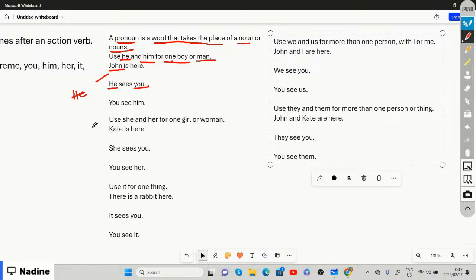If you look at that, another example, it says, you see him. So instead of saying, for example, Jane sees him, right? And you're referring to Jane who sees him, you can remove the word Jane and put in you, because you is a pronoun. Jane is just a noun. So you see him, and him is an object pronoun which comes after the action verb.